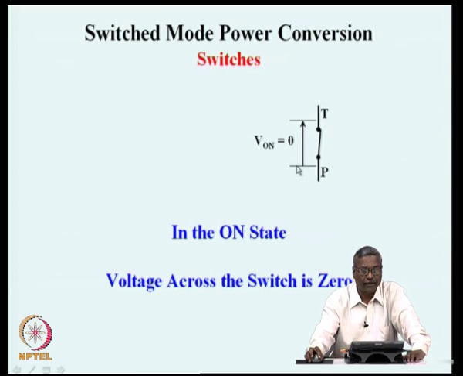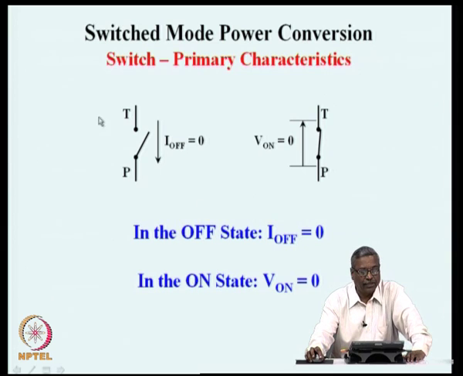In the on state, the throw of the switch and the pole of the switch are electrically connected to each other, and the voltage across the switch is 0. The potential at the pole and the potential at the throw, the electrical potentials, are both equal, and so the potential difference between the throw and the pole of the switch in the on state is 0. So, we say that in the on state the voltage across the switch is 0. The throw and the pole are both at the same potential. So, in the off state and in the on state, the primary characteristics of a switch are that the current in the off state is 0 and the voltage in the on state is 0.